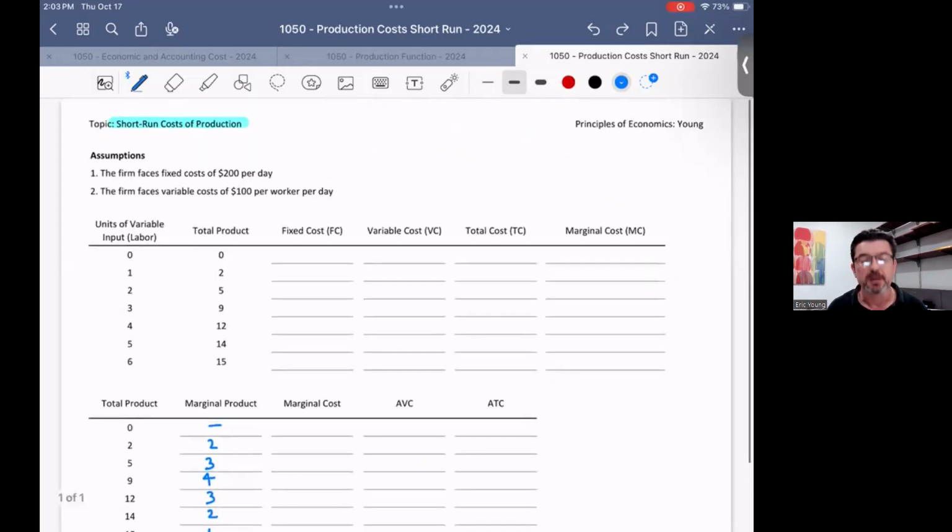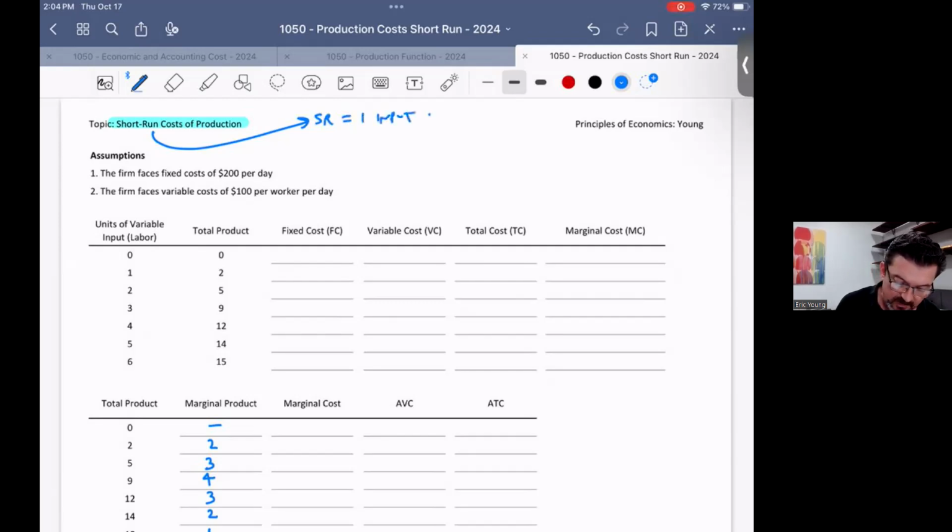Now, the first thing to understand is that in economics, the concept of short run is not about actual calendar time. It's not like it's a year or more or less. In economics, the short run refers to a period of time in which one input is fixed or otherwise cannot be changed.